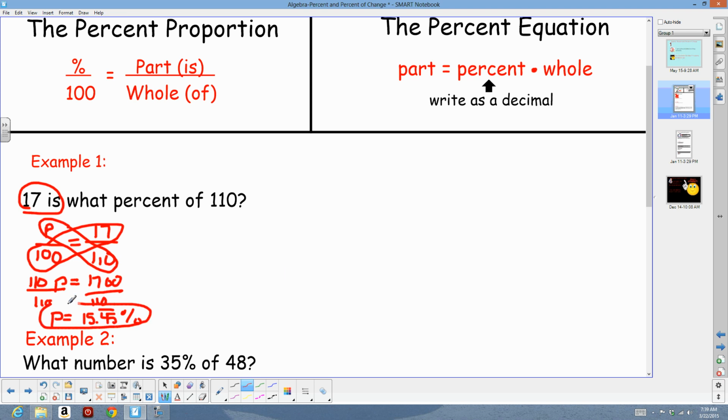So that's the first method. The second method is to write an equation. Basically with that, I just translate the words into the equation. 17 is where the equal sign is going to be. What percent? I don't know, so let's call it P. Of is multiply, 110. So 17 equals 110P, and we're going to divide both sides by 110.